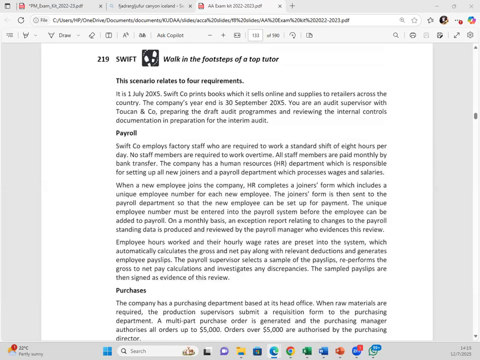If you're answering the questions, you need to first of all go through the requirements. At least that can give you guidance on what we are supposed to do. If you go through the requirements, it can tell you what the examiner wants you to do, so that as you read the case, you know what information is important and what information is not important.